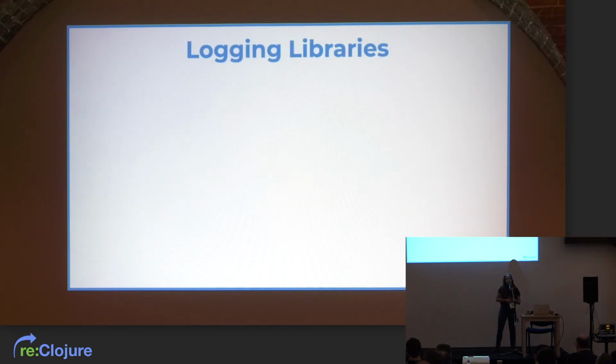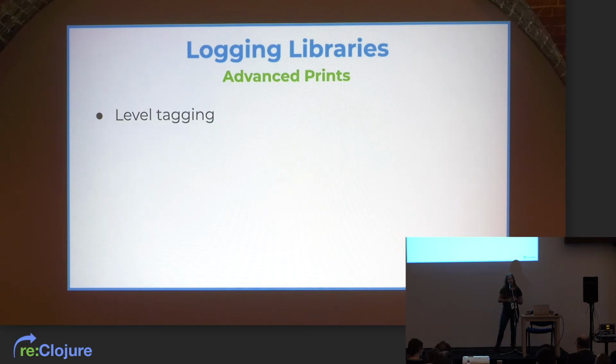So logging libraries will give us the advanced print capabilities which we need. And it will provide, for example, level tagging, which I find really useful. For example, in AppsFlyer, we tend to filter in production only error messages. So it's really easy to understand if there are errors and not a lot of prints. And it will provide us information about the line numbers, where it was printed, and the source namespace. And of course, much more, but those are the basics.